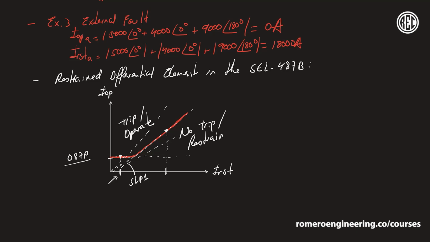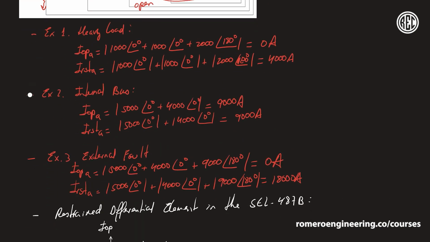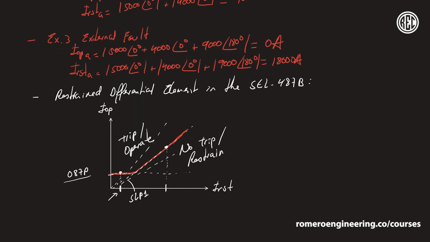It might have different definitions for what it calls the operating or the restraining currents. Those change per manufacturer or even per model within the same manufacturer. For example, the SEL 487B and the SEL 387B have different definitions for the restraining current. So you always have to reference the manual to see what exactly the relay is taking as the operating current or the differential current and the restraining current.